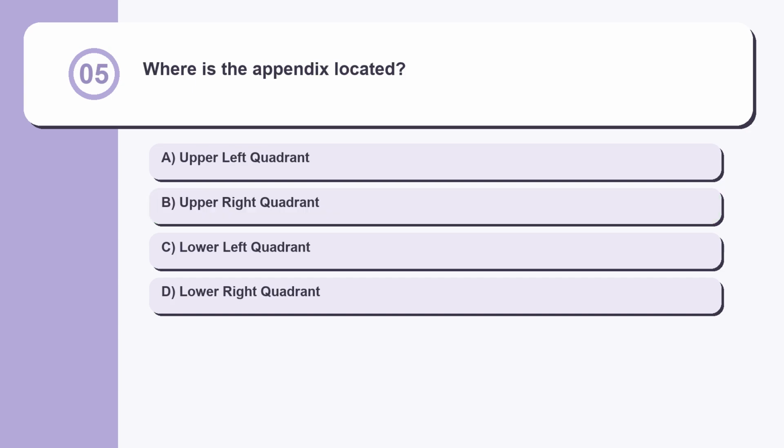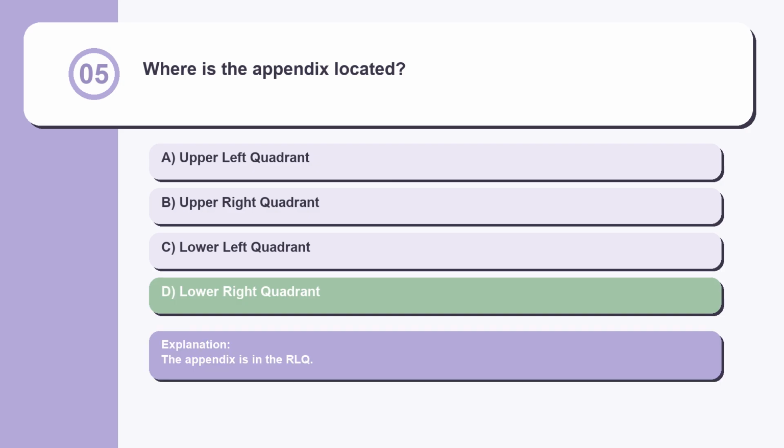Question 5. Where is the appendix located? Upper left quadrant, upper right quadrant, lower left quadrant, lower right quadrant. The appendix is in the RLQ.